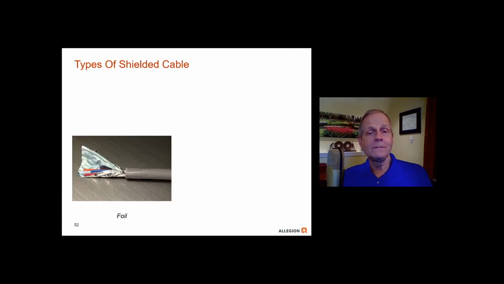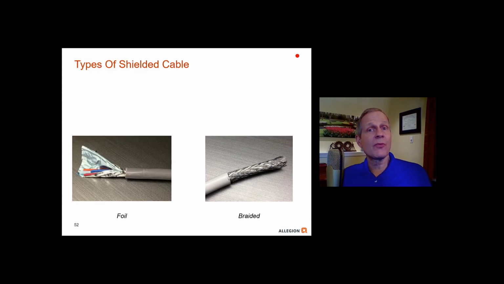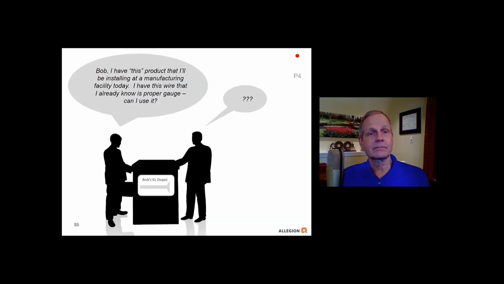So we can use foil. We can also use braiding to provide shielding. Normally when you have braiding, you're also going to have some foil shielding as well. Where we find braiding most often would be in closed circuit TVs, because the braiding makes the wire much more durable. The braiding, in addition to the foil, will provide excellent protection against outside interference. You also find this in the TV. If you have cable TV coming into your home, it's going to be using braided cable.